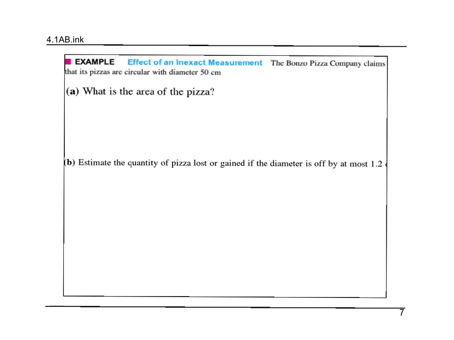All right, I will leave this example for us to do in class. It's very similar. It's talking about how much the size of the pizza changes.